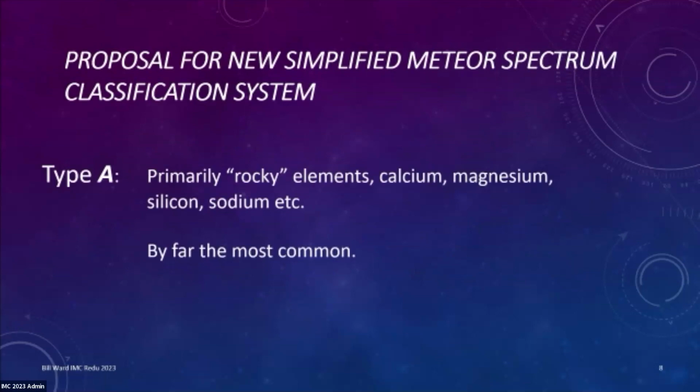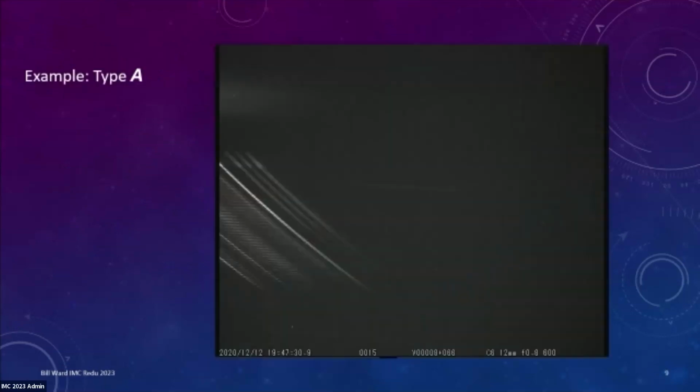So the first one was a type A. I've decided to use the other end of the alphabet rather than X, Y, Z. These are just the rocky bodies: calcium, magnesium, silicon, sodium, and they are by far the most common. And in my spectra, about 90% of them are of that particular type.